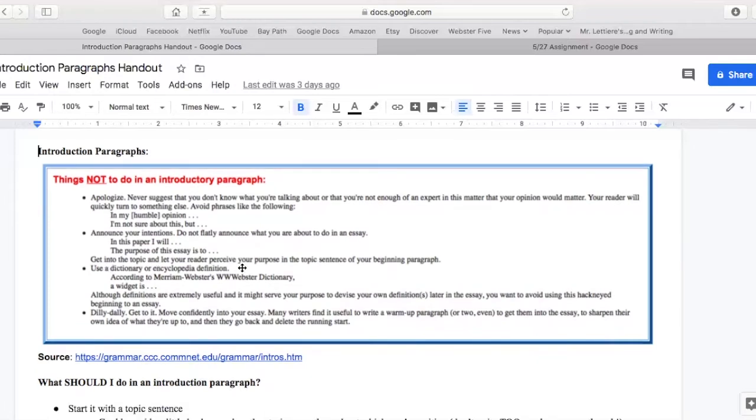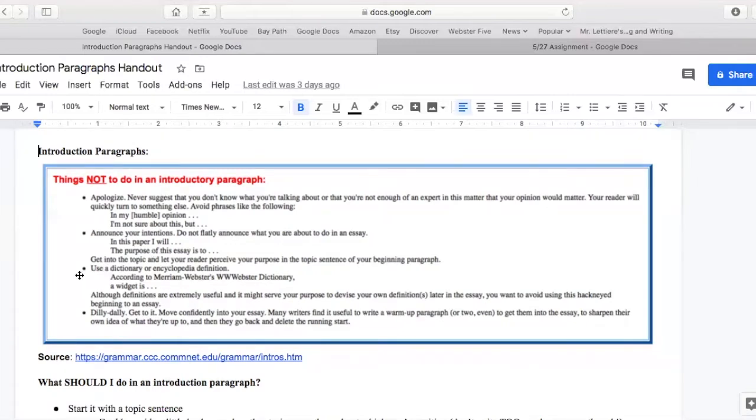Get into the topic. Let the reader perceive your purpose in the topic sentence and beginning paragraph. Those are the ways the reader knows what you're going to be writing about. Obviously, I'm reading this essay, and you don't have to announce what you're going to write about, because I know that's what you're going to be writing about.